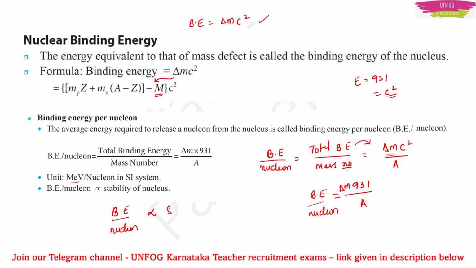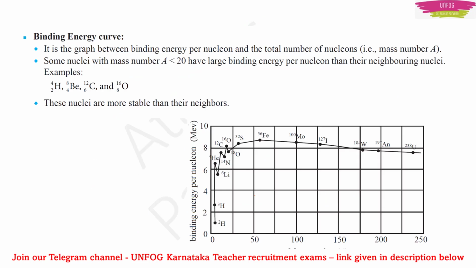Another important point is that this binding energy per nucleon is directly proportional to the stability of the nucleus. This is very, very important. So we plot a graph based on this binding energy per nucleon also. I have the graph here. You call it the binding energy curve. This is a very, very important curve because if they want to ask any question from binding energy, there are more likely chances that they ask a question from this graph.